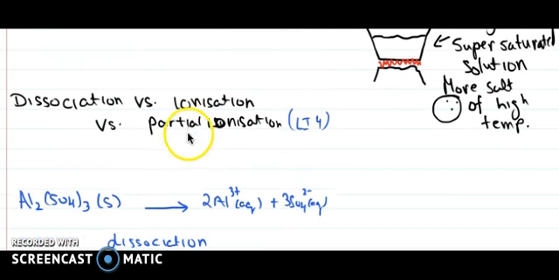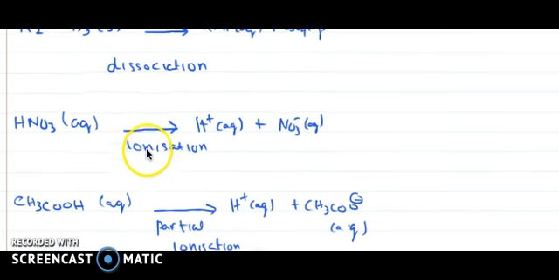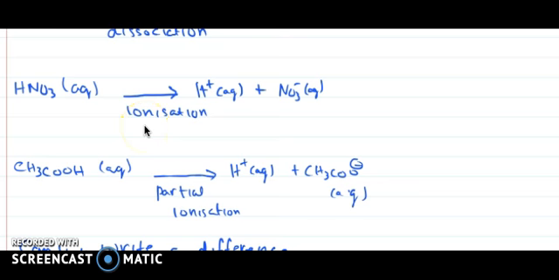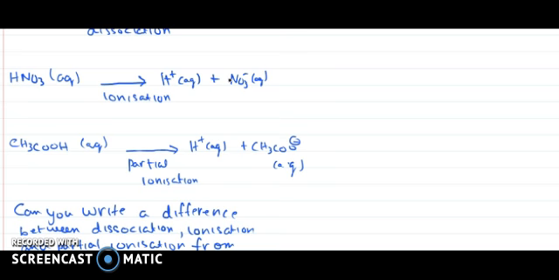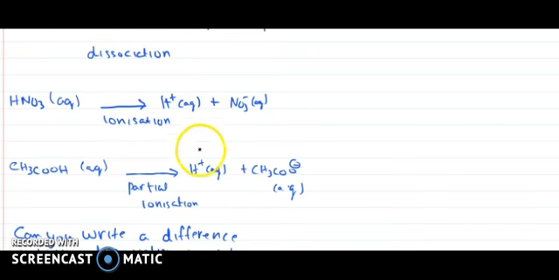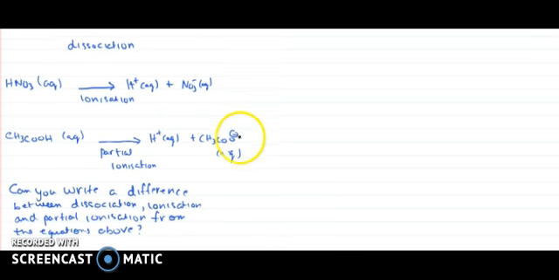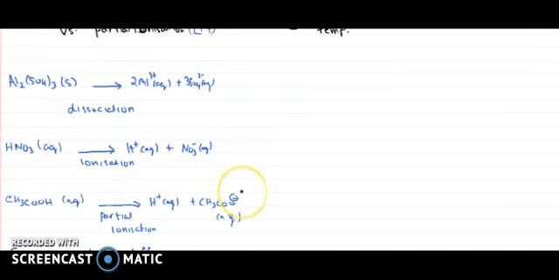Okay, we move on to the next bit, which is the difference between dissociation, ionization, and partial ionization. I have 3 reactions written down, and they're the same from the book, but I just want you to look at these 3 reactions and tell me what the difference between each of them is. It's more like a see, think, wonder exercise. What's the difference between each one of them? Try to give me or write a difference between dissociation, ionization, and partial ionization by looking at these equations above.